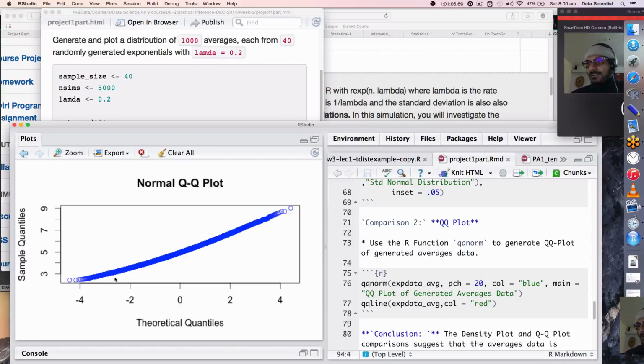Theoretical quantiles. Do you see what is happening? We're getting the data which goes this way. Your quantiles will automatically create a standard normal, so we don't need to bother.